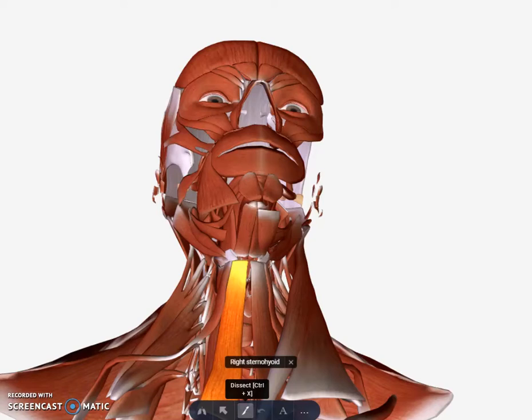This is the sternohyoid. It depresses the hyoid. The origin is the clavicle and manubrium. The insertion is the hyoid bone.